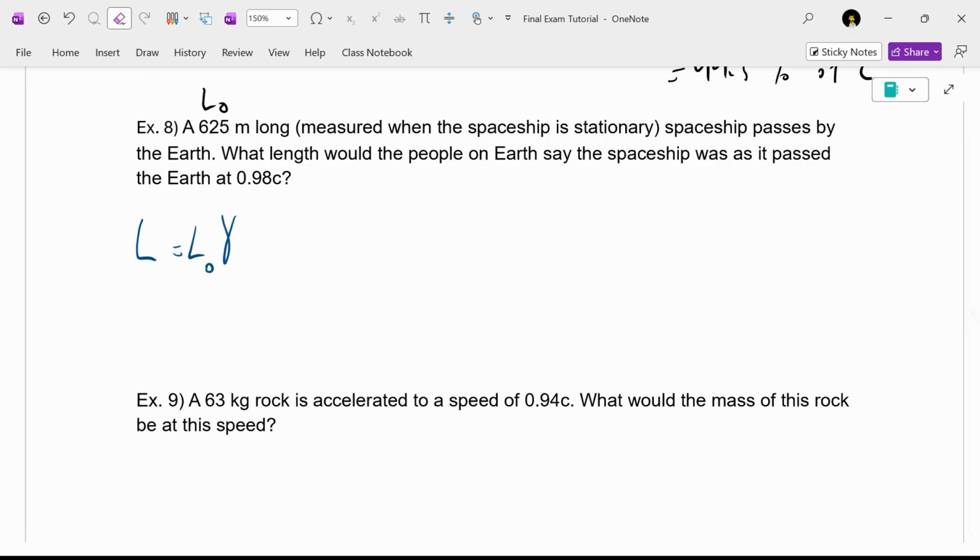Is that correct? Yeah. So it's going to be 625 times the square root of 1 minus 0.98 C over C all squared. C's cancel. Here's what I know to check my answer. I know that as objects move, their lengths shrink. The fancy word, their lengths contract. So you're going to get an answer less than 625, I hope.